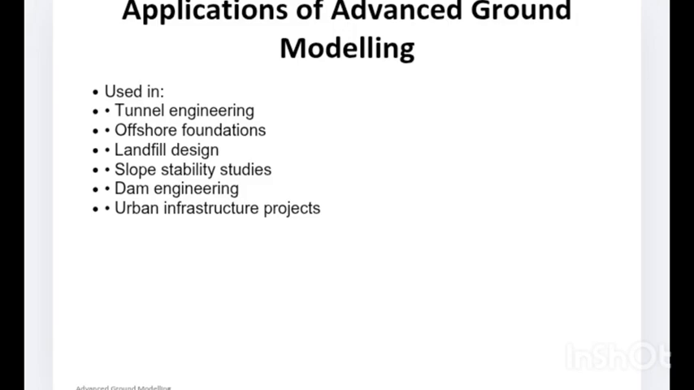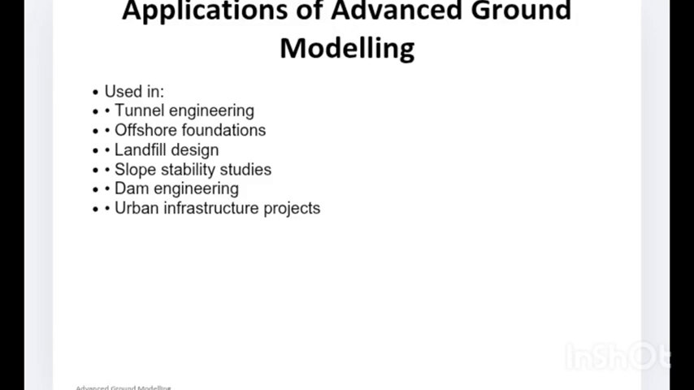Another place we can apply ground modeling is slope stability studies. We use it to evaluate landslide risk. How about dam engineering? In dam engineering, ground models assess foundation conditions, seepage potential, and stability. And we have urban infrastructure, which is important in roads, bridges, railways, and high-rise buildings.